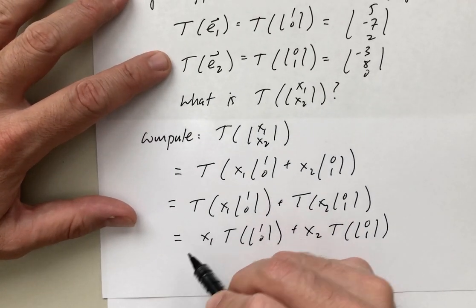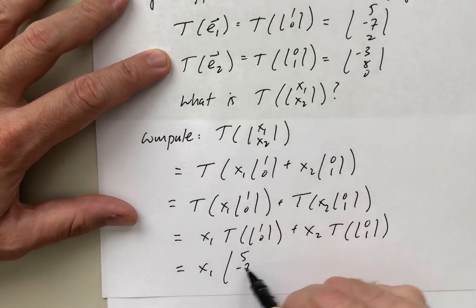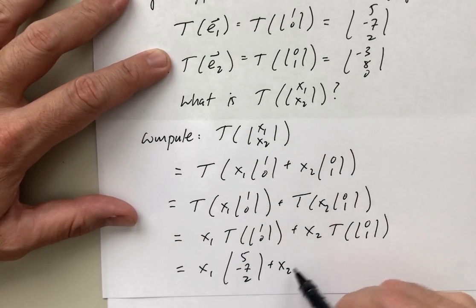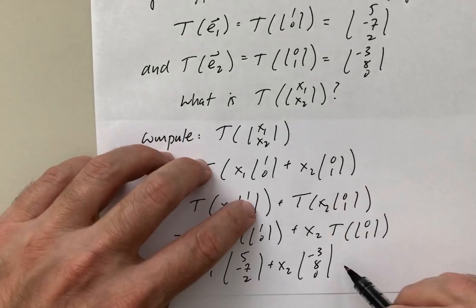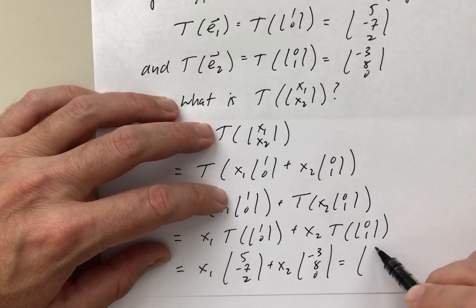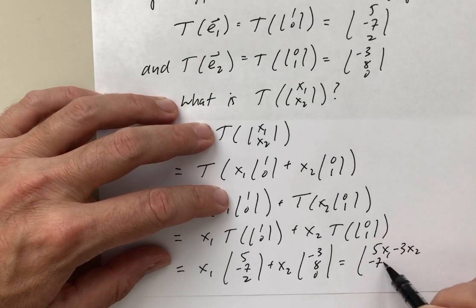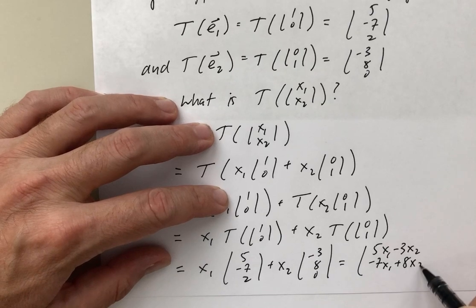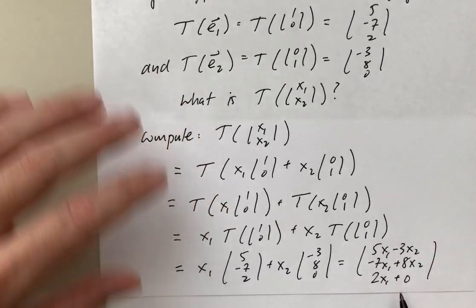So this is going to be, what is this? This is x1 times (5, -7, 2) plus x2 times (-3, 8, 0). And then, well, finally, what is that? That's going to be, if I want to write this as a single vector, the first entry will be 5x1 minus 3x2, minus 7x1 plus 8x2 is the second entry. The last entry is 2x1 plus 0, right? And so that's my answer.